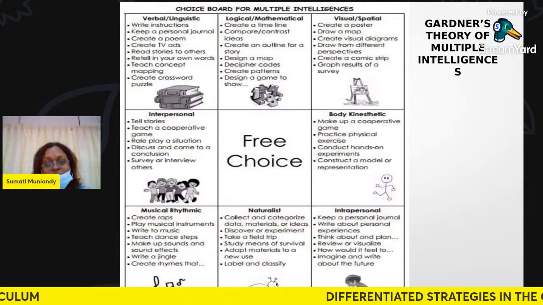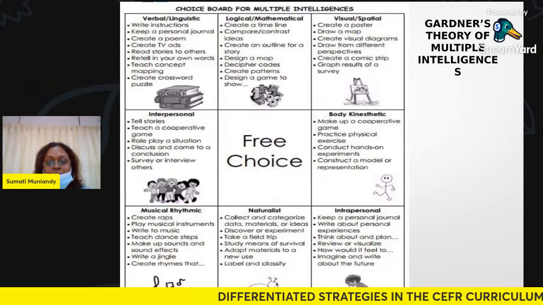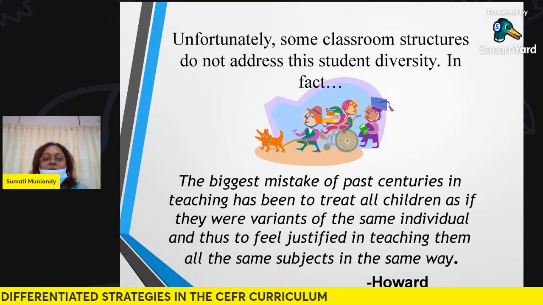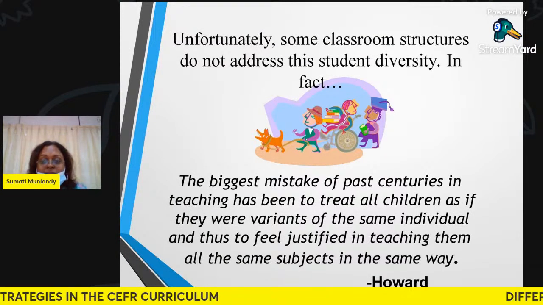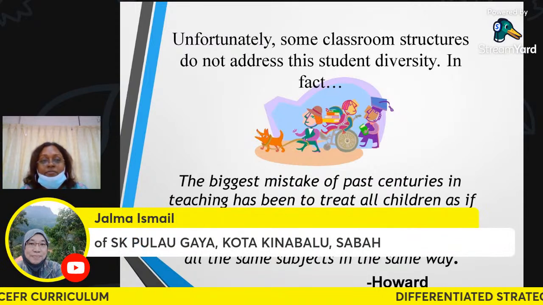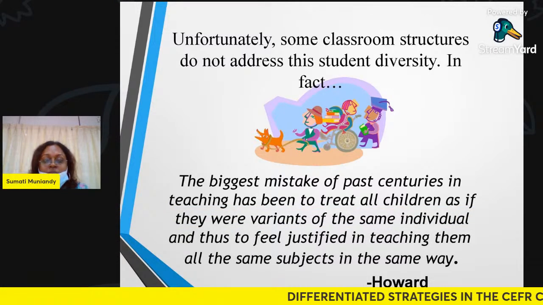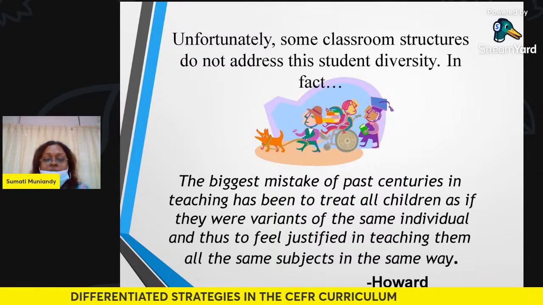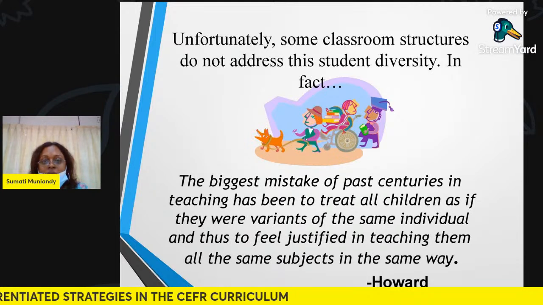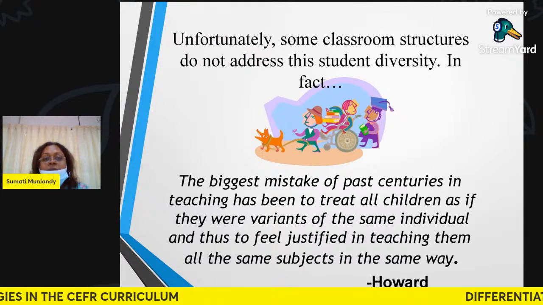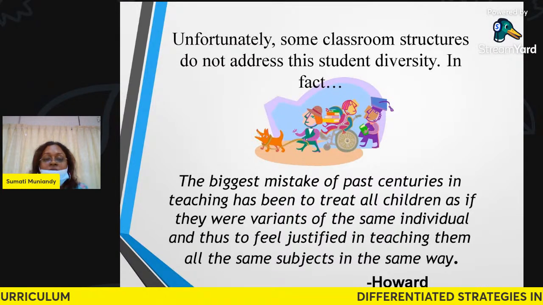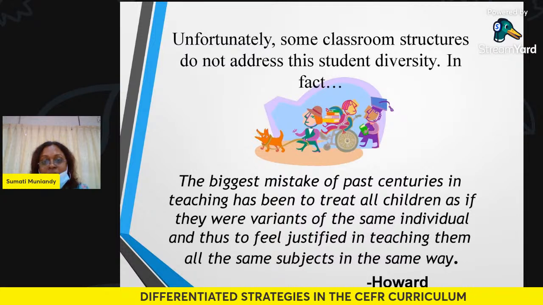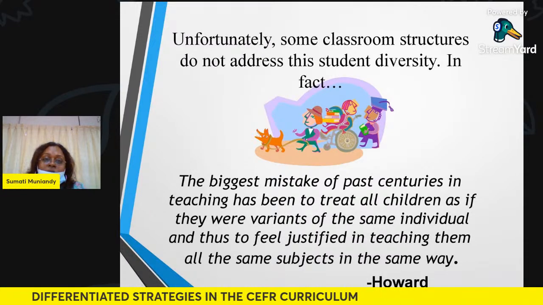So we have to ask. These are the things that you have to focus on. Unfortunately, some classroom structures do not address this student diversity. In fact, the biggest mistake of past centuries in teaching has been to treat all children as if they were variants of the same individual, and thus to feel justified in teaching them all the same subject in the same way. This is what Gardner's theory is all about.